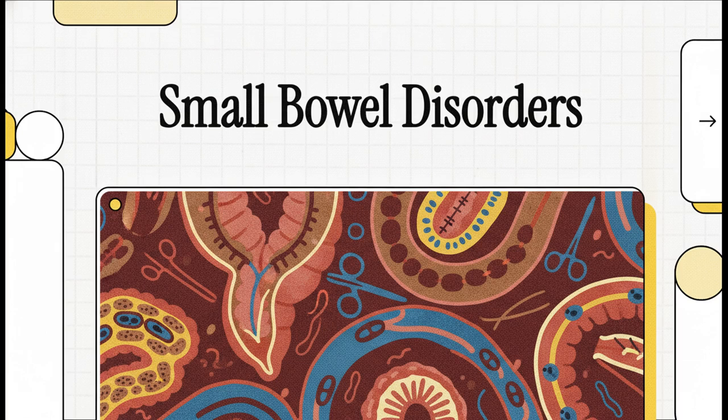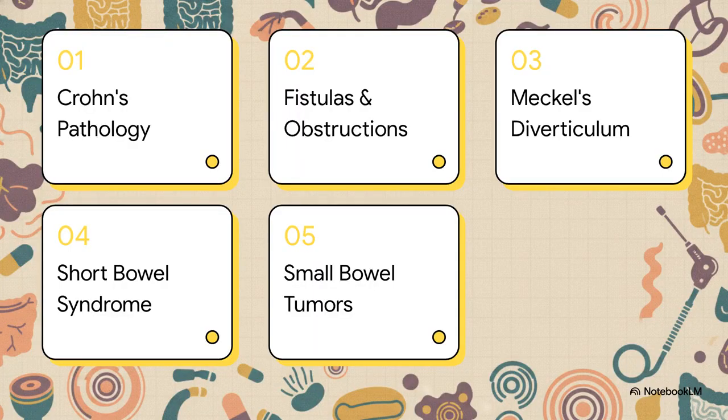We're going to break down some high-yield clinical scenarios directly from the source literature to crystallize exactly what you need to know. Here's our patient chart for today's rounds. We've got 5 main clinical areas to conquer: Crohn's disease pathology, fistulas and obstructions, Meckel's diverticulum, short bowel syndrome, and small bowel tumors. Let's jump right in.